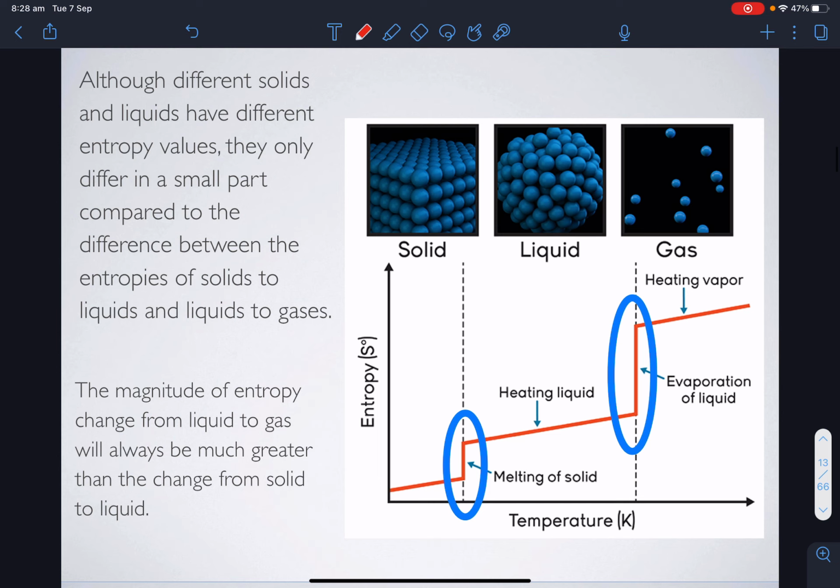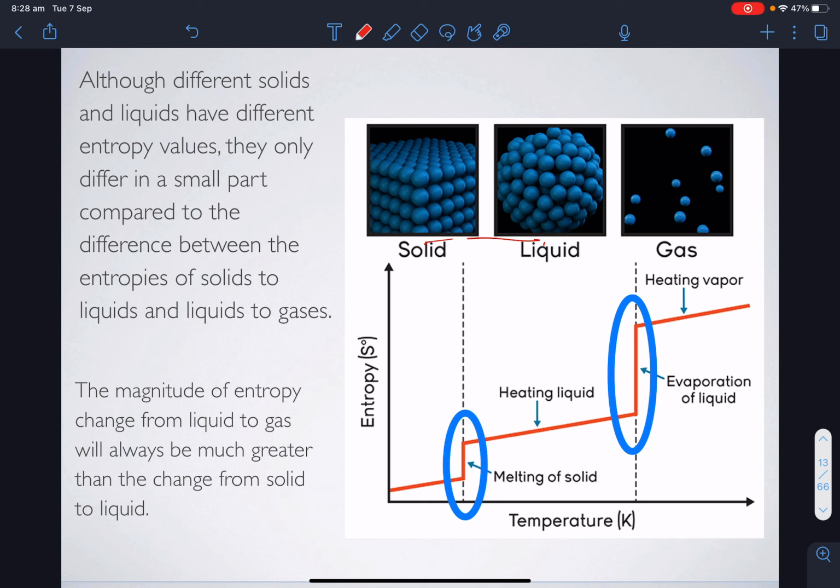Okay, although different solids, when you compare solid to solid, or you compare liquid to liquid, they have different entropy values, they only differ a small part. Compare that to the difference in entropy between solids and liquids, and liquids and gases, okay? That's the large change in entropy. So the magnitude of entropy change from a liquid to a gas will always be much greater than the change from a solid to a liquid as well, because of this change in orderedness. So solid to liquid, you've only got a small change in entropy here.